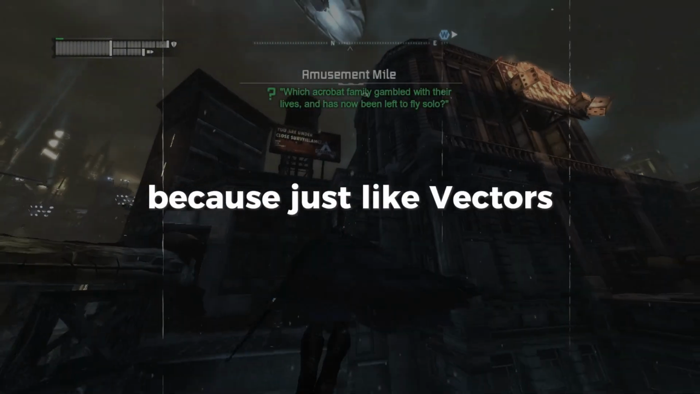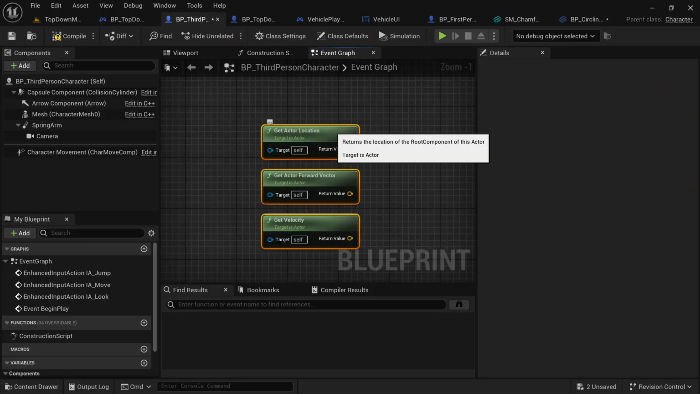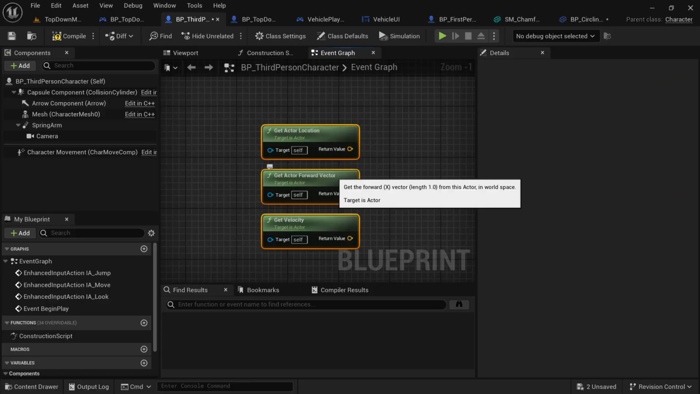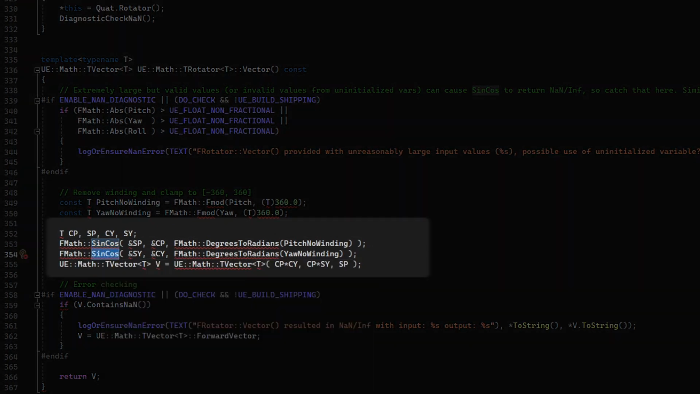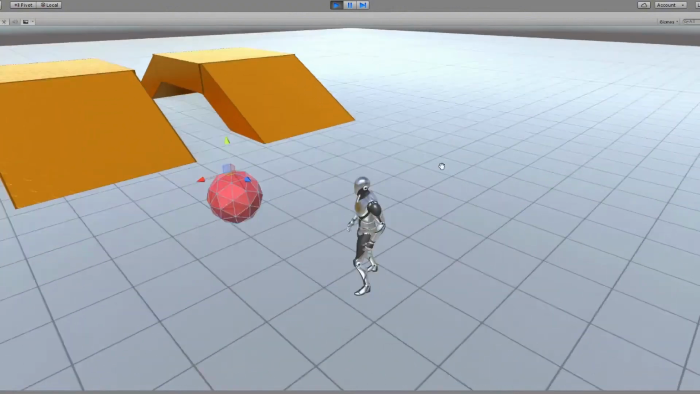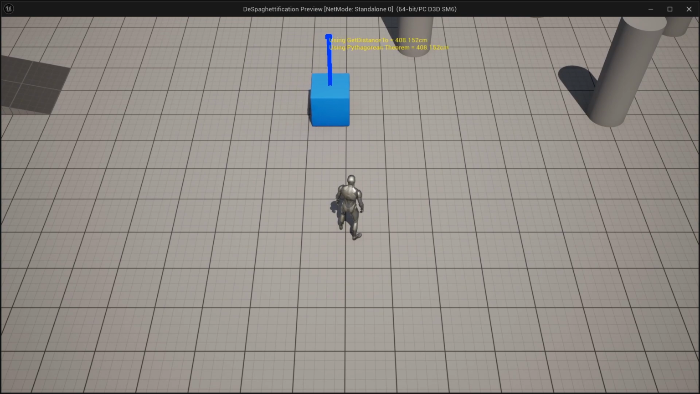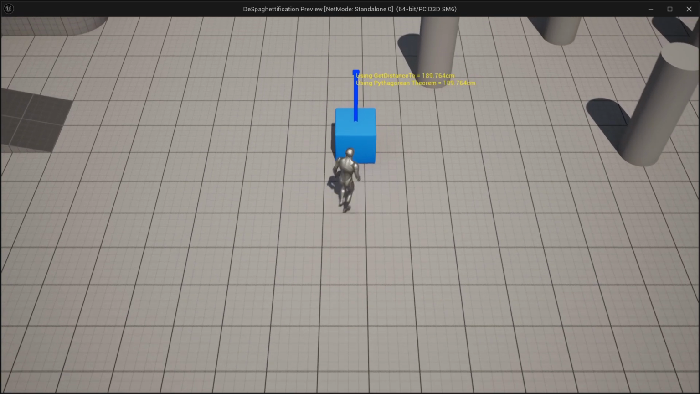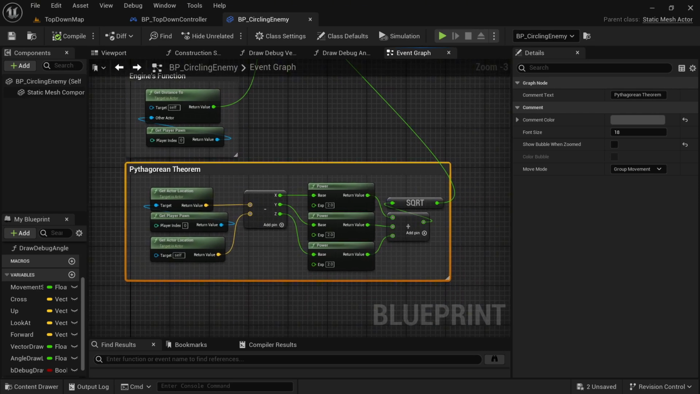Because just like vectors, trigonometry is everywhere in game development. Remember in our past example when we used forward vectors? These forward vectors were actually calculated under the hood using some trigonometry. If we are making a combat game and we want our characters to react based on the angle they got hit from, we use trigonometry to calculate the hit angle. And if we need to find the distance between our player and enemy, we can do that through the Pythagorean theorem, which we mentioned a little bit earlier, and that is an integral concept of trigonometry.